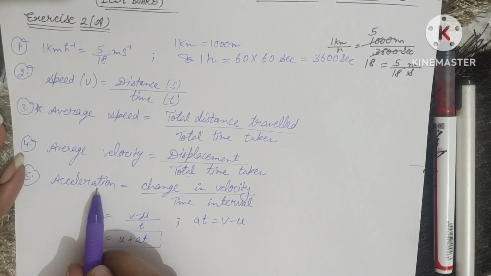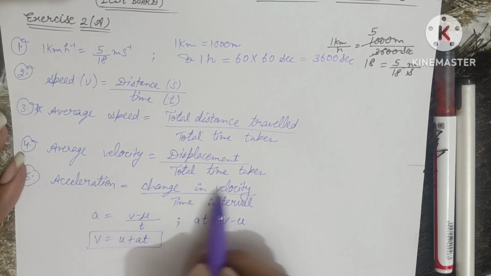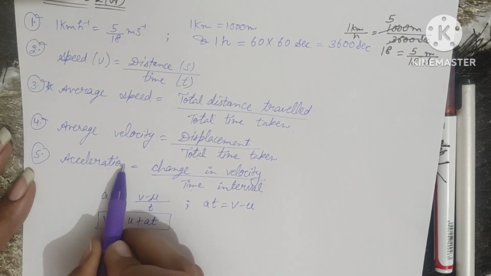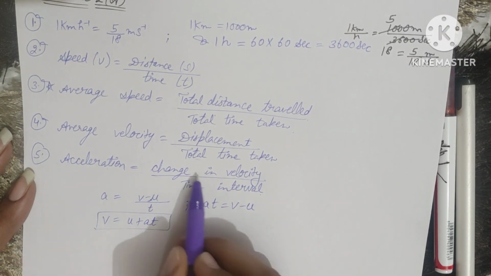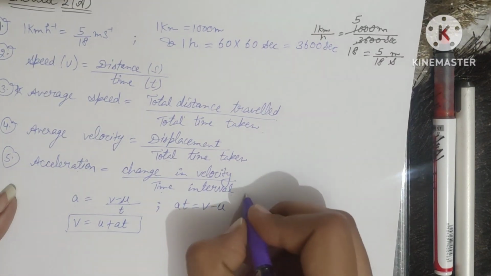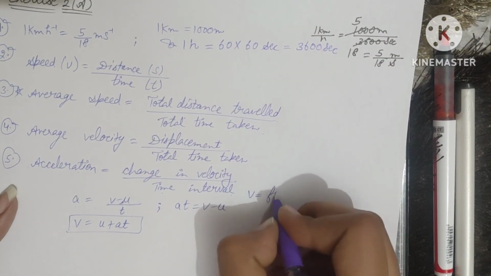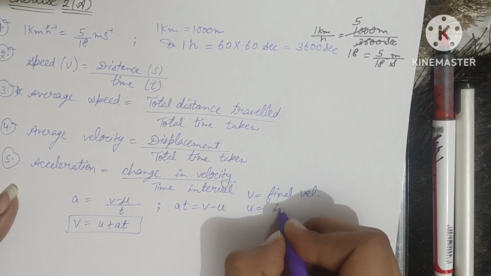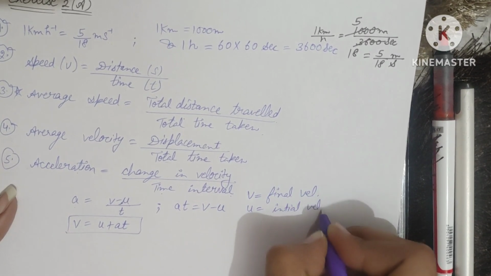Acceleration: what is the definition of acceleration? That is the rate of change of velocity, meaning change in velocity with time, and acceleration is written in the form of a. Change in velocity means v minus u. What is v and u here? v is the final velocity and u is the initial velocity of the body.